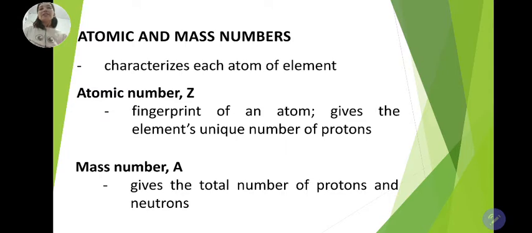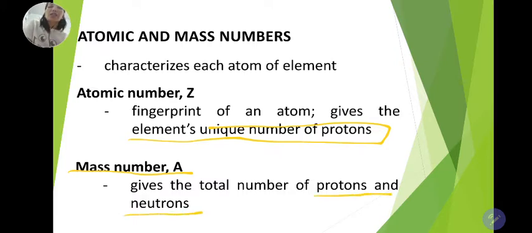So, sa energy levels na yon, na-introduce na din yung atomic mass and atomic numbers. Atomic numbers and mass number, which characterizes each atom of the element. So, we have the atomic number, represented by Z. This is the fingerprint of an atom. It gives the elements the unique number of protons. So, they have their own number of protons. And then the mass number, which is represented by A, gives the total number of protons and neutrons in an atom.